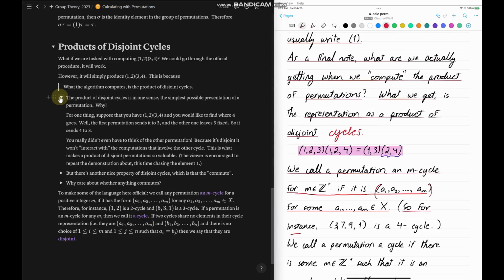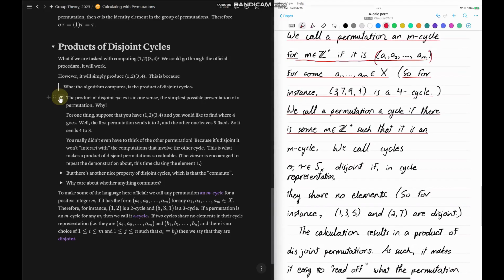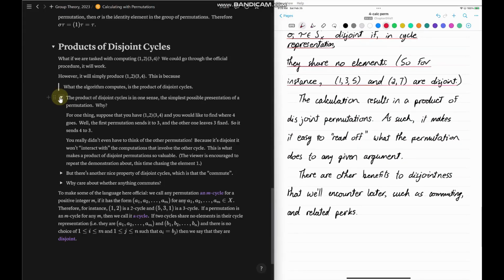So for instance, (3 7 9 1) is a 4-cycle. We call a permutation a cycle if there is some positive integer m such that it is an m-cycle. And we call cycles sigma and tau disjoint if, in cycle representation, they share no elements. So for instance, the cycle (1 3 5) and the cycle (2 7) are disjoint. So the calculation results in a product of disjoint cycles.